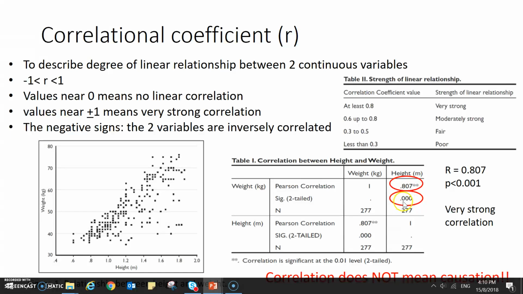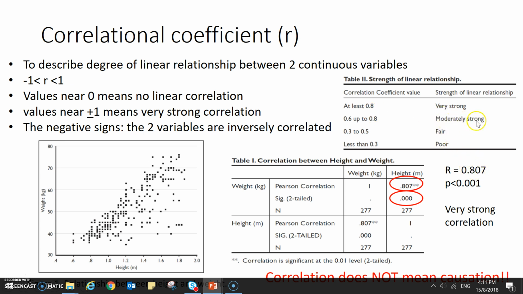In fact, it is less than 0.001. The R value in this case is relatively high. It is 0.807. This is a positive value, indicating that the relationship between height and weight is positive. The higher the height, the higher the weight. And if you look at this table to look at the strength of the linear relationship, you can see that it is a very strong linear relationship because the R value is more than 0.8.